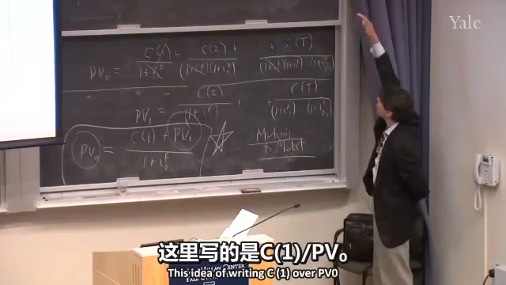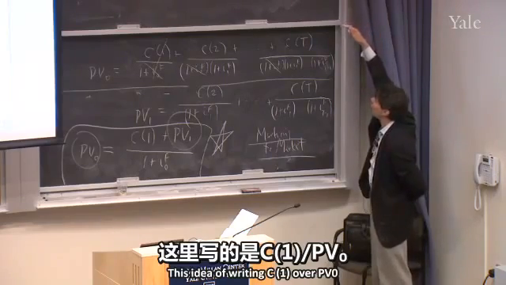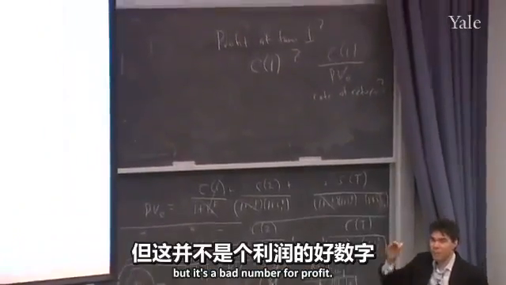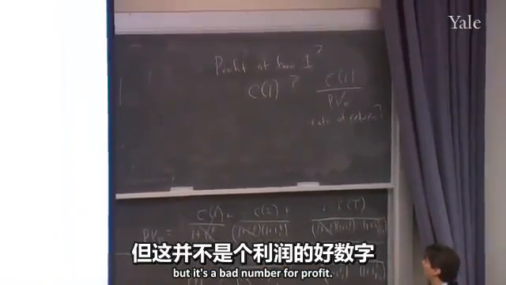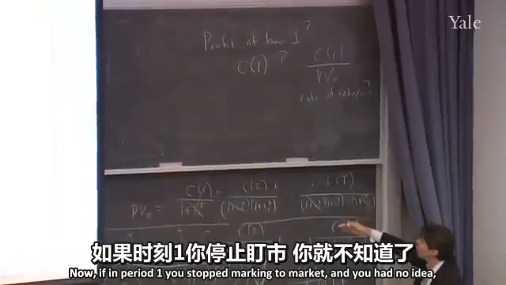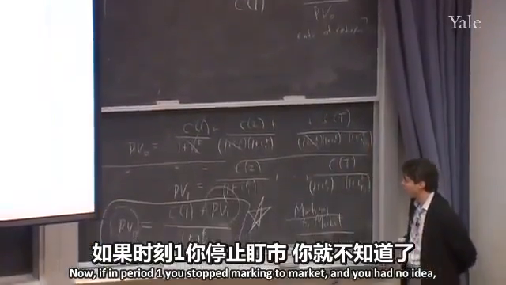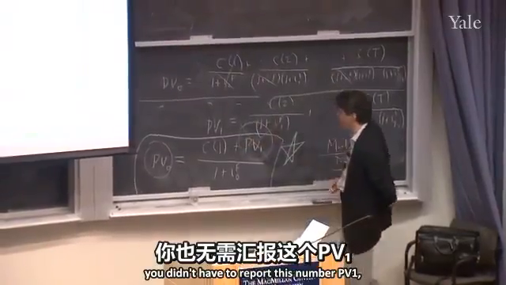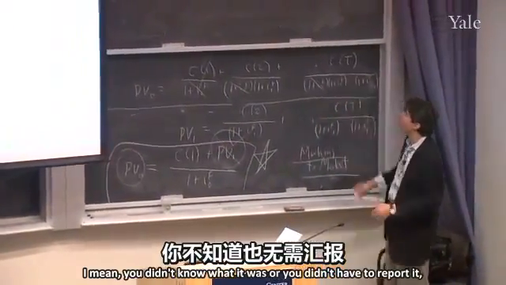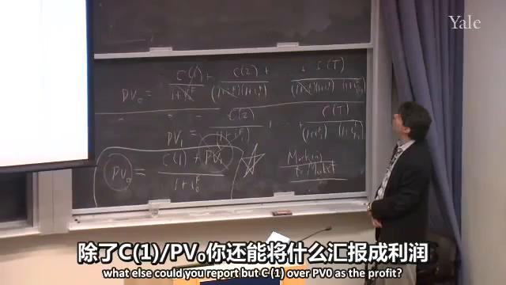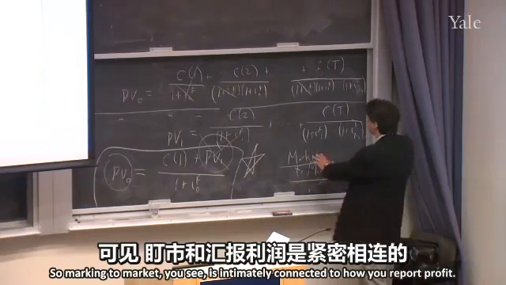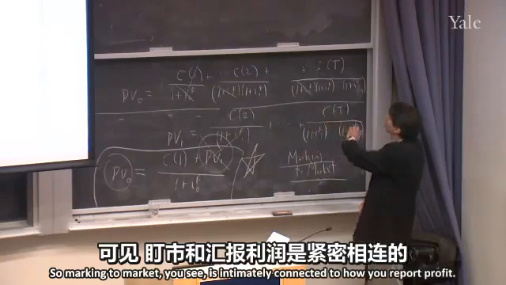This idea of writing C of 1 over PV0 is actually what many people try to say is their profit, but it is a bad number for profit. Now, if in period 1 you stopped marking to market and you didn't have to report this number, PV1, what else could you report but C1 over PV0 as the profit? So marking to market is intimately connected to how you report profit.